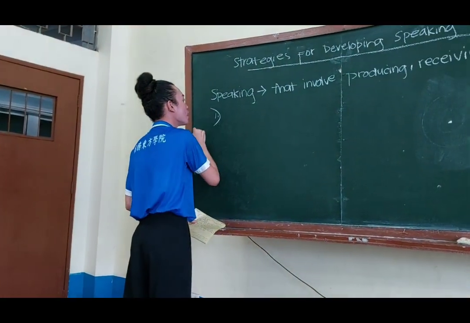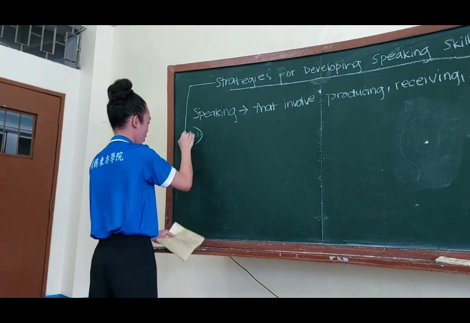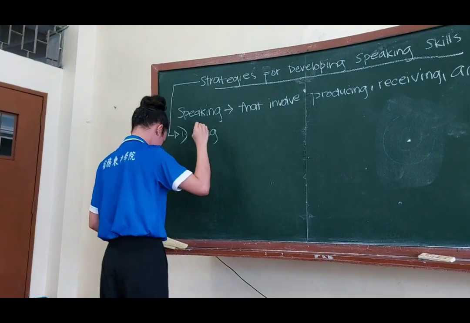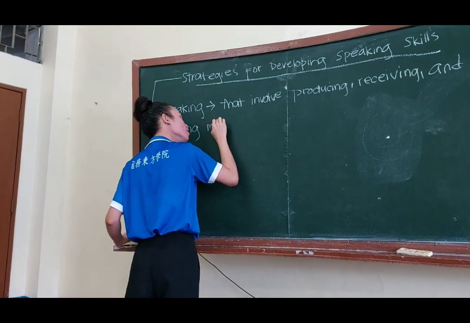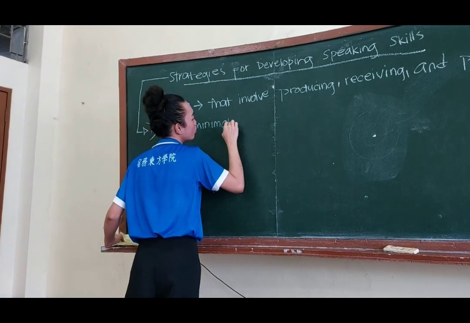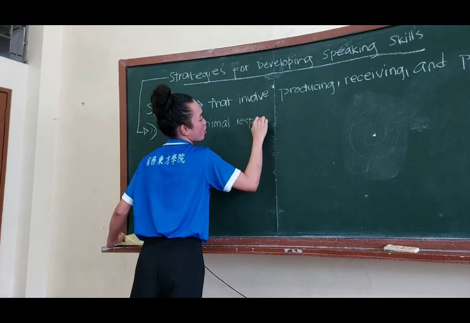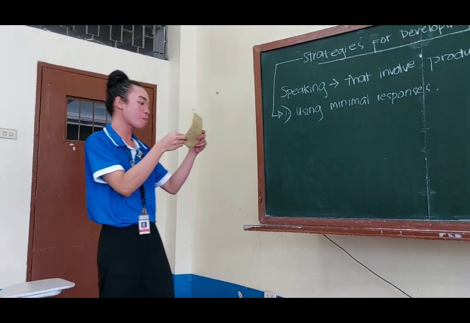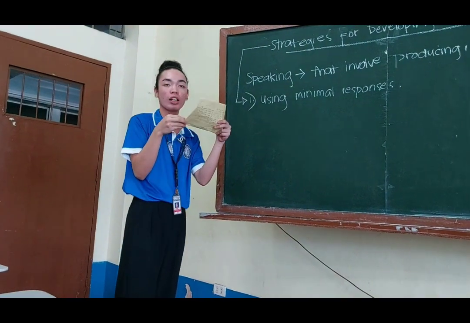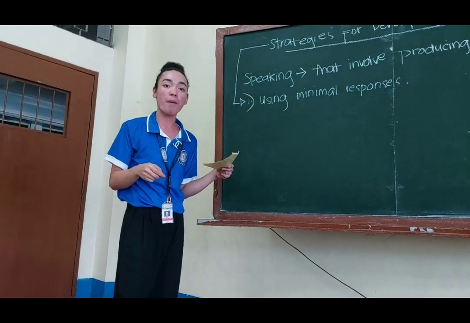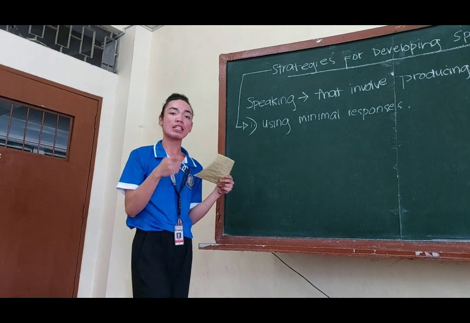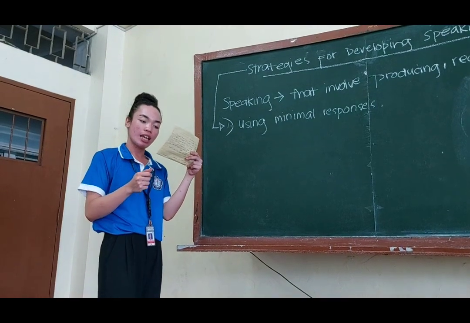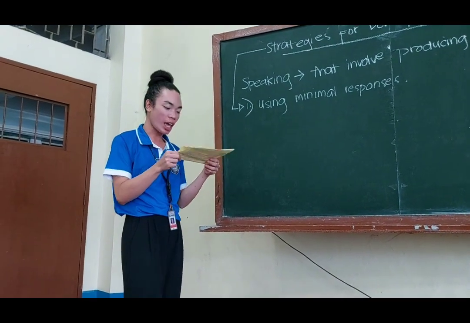Number 1 is using minimal responses. When we talk about using minimal responses, the learners who have low confidence in their ability to participate successfully inside the class or in oral interaction often listen in silence while others do the talking.